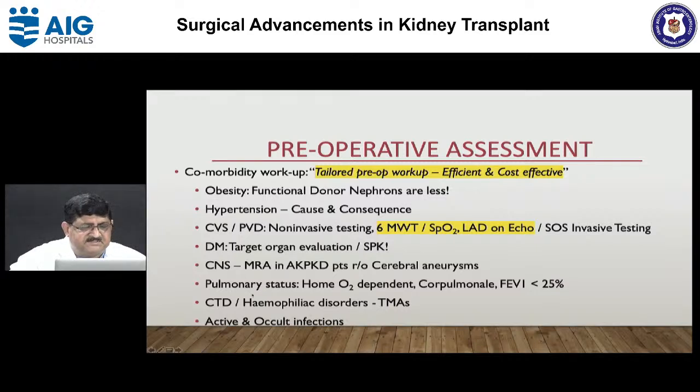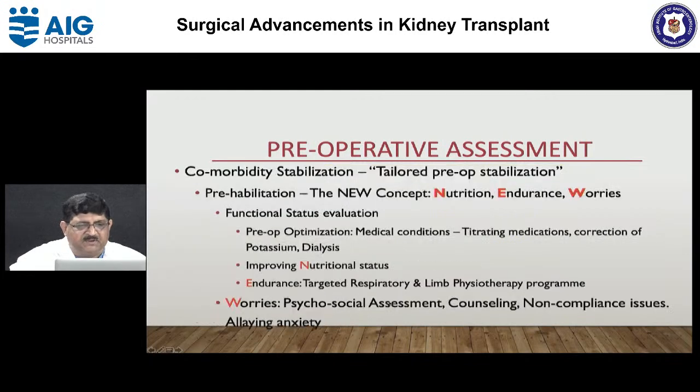Pulmonary status generally is quite insignificant, but in some patients who are oxygen dependent, have acute cor pulmonale, or FEV1 less than 25%, they are relative contraindications for transplant recipients. Thrombophilias and connective tissue disorders, again, thrombotic microangiopathies and graft thrombosis are very common, so we need to keep this in mind. Active and occult infection also have to be taken care of.